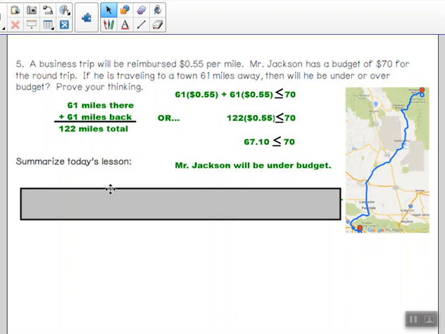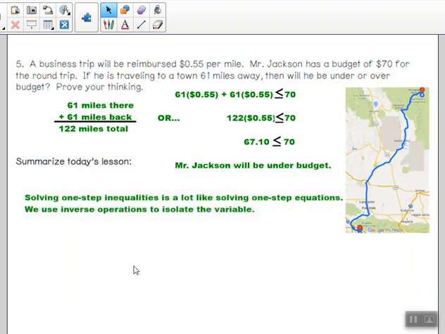All right, let's summarize today's lesson. Solving one-step inequalities is a lot like solving one-step equations. Okay, it's pretty much the same approach. You want to isolate the variable, you want to balance the problem, and you want to come up with your solution. And we use inverse operations to do this. All right, we use inverse operations to do it.